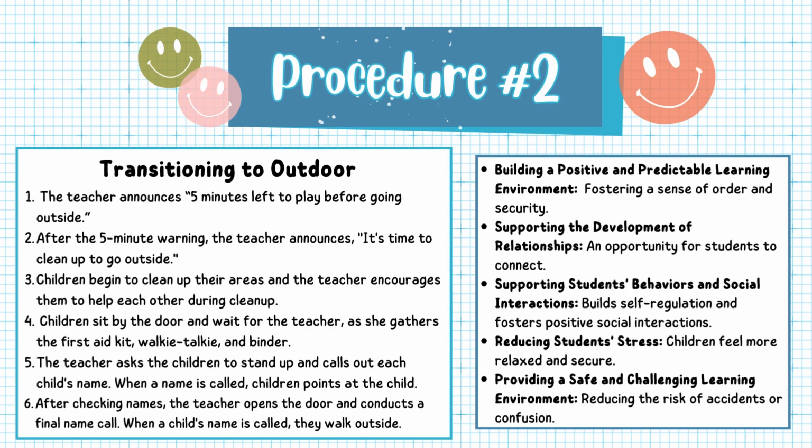So, procedure two is the transitioning from indoor to outdoor. This is another one of the hard transitions for my classroom, but like I mentioned, having a consistent routine and structure, these are the expectations that I would see from my children. Building a positive and predictable learning environment that fosters order and security during this time.